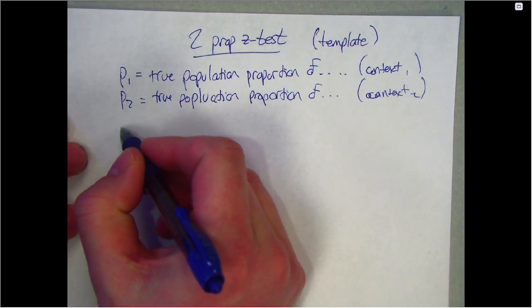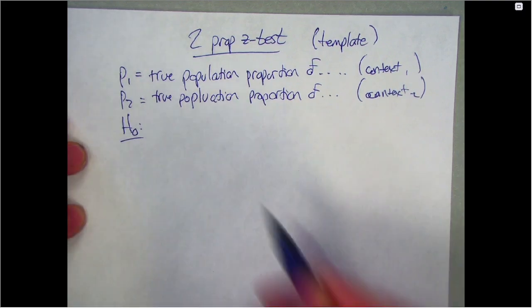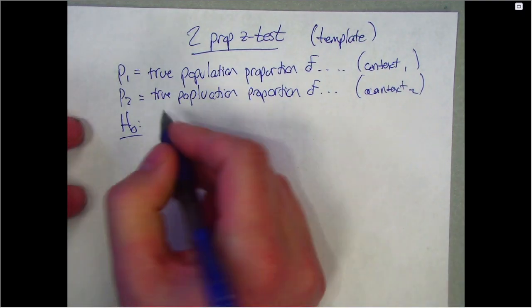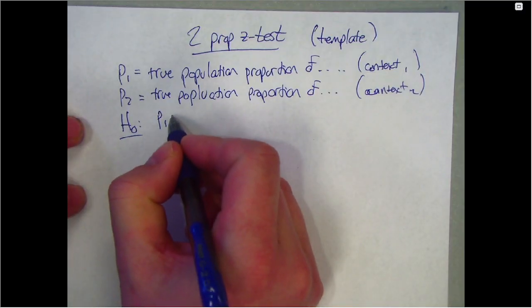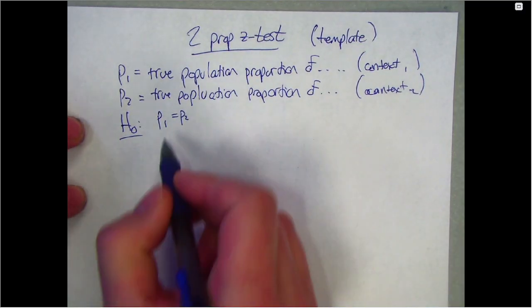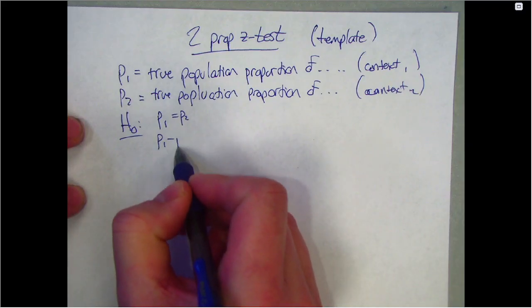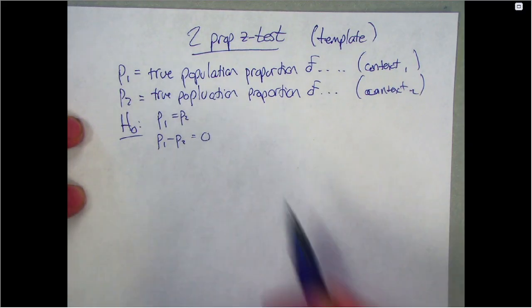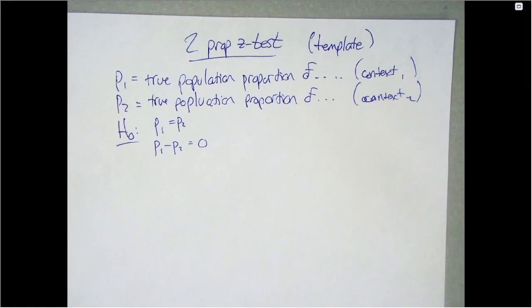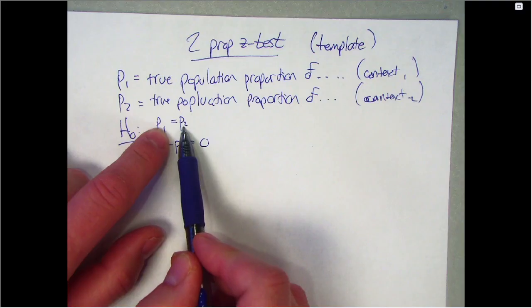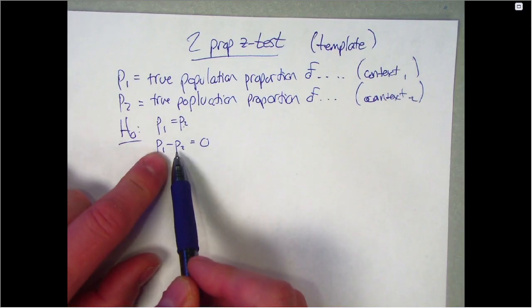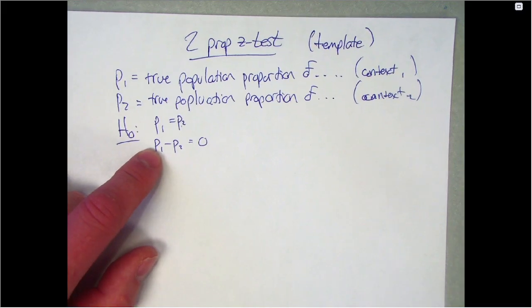Then your H0, it could be written two ways. You could do either P1 equals P2, or you could do P1 minus P2 equals 0. Some people think this is easier because there's no subtraction there, they're just equal. And then some people think that's easier because you end up putting the subtraction part in the equations later, so it's up to you.